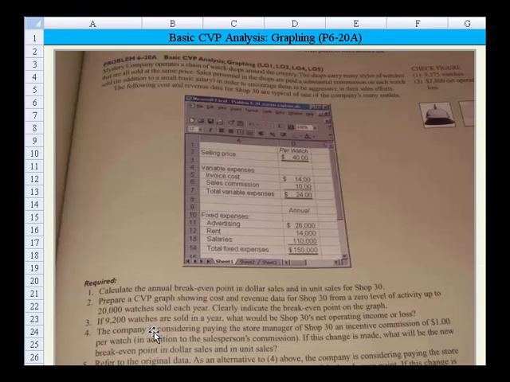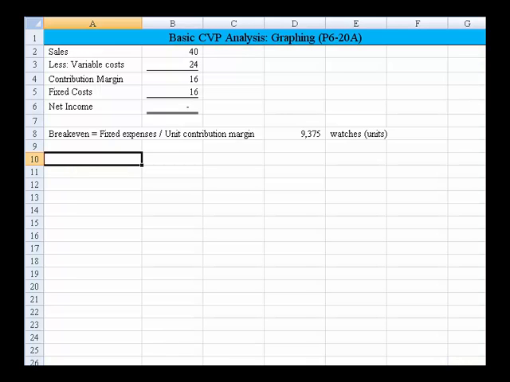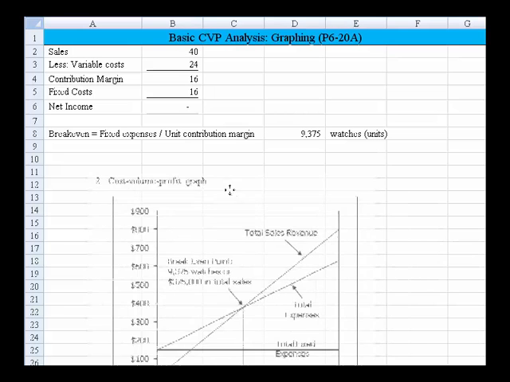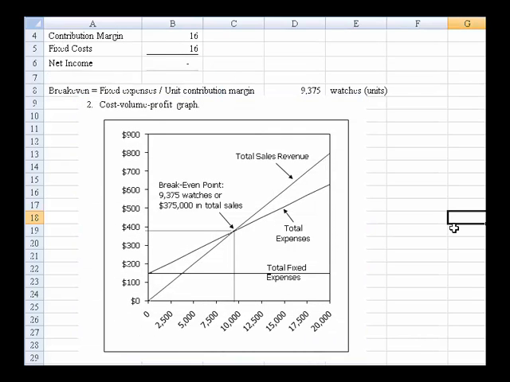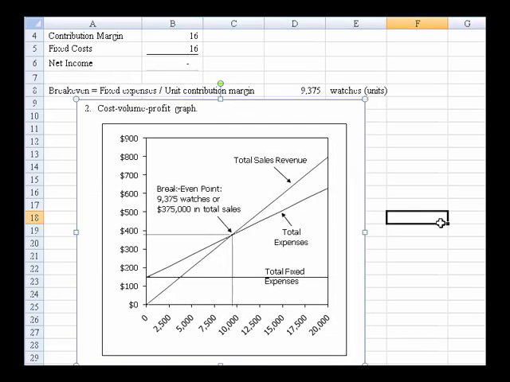Okay, now we take a look at number 2. It says prepare a CVP graph showing cost and revenue data for Shop 30 from a 0 level of activity going up to 20,000 watches. Alright, well, rather than draw that by hand, I'm going to just slide over what that graph would look like. I'll slide down a little bit here. It would look something like this. Let me slide this here.